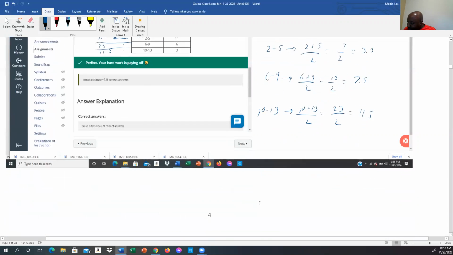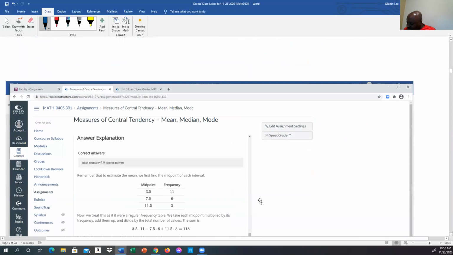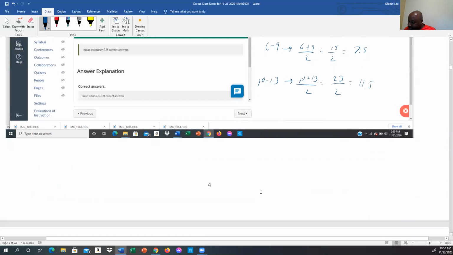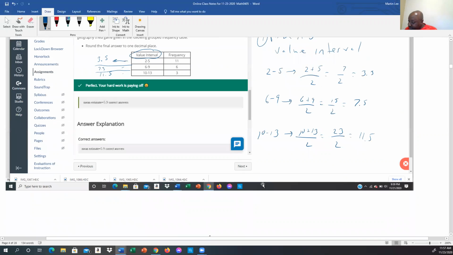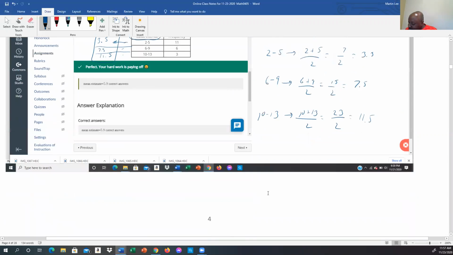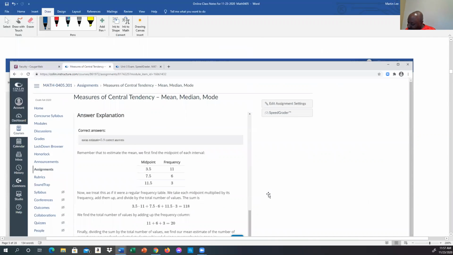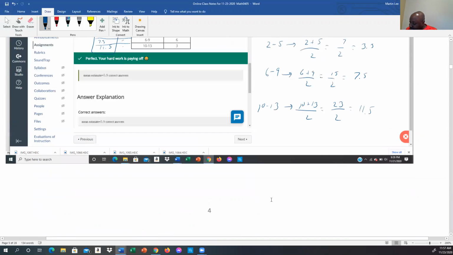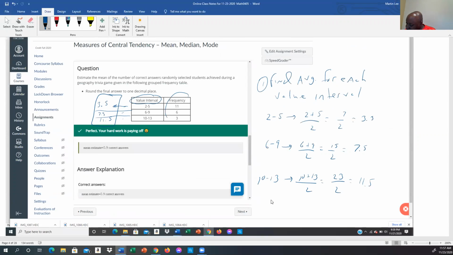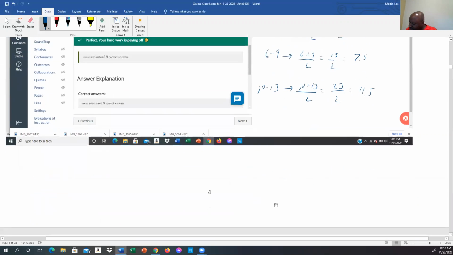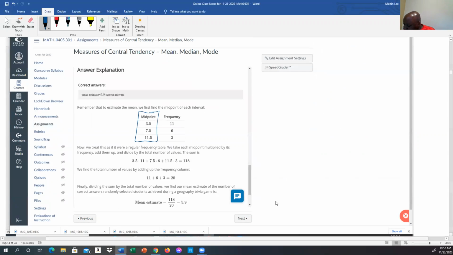So now that we have the midpoints, we have the averages. Now let me move down here because what I just drew a square around is right here. And then they copy down the frequency to right here. So I'm going to pick up reading from right here.